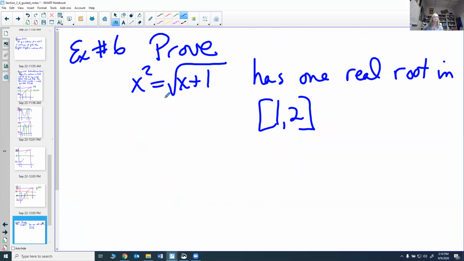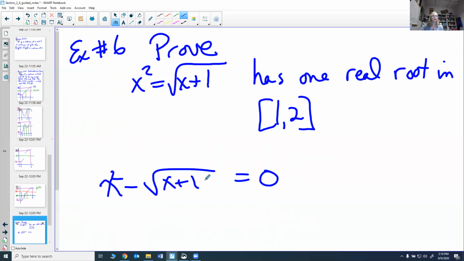So let's go ahead and prove that x squared equals the square root of x plus 1 has one real root in the interval from 1 to 2. Right now it's an equation, x squared equals the square root of x plus 1. If we want a root, we're looking for x squared minus the square root of x plus 1 equal to 0. So we're looking for where this expression equals 0.